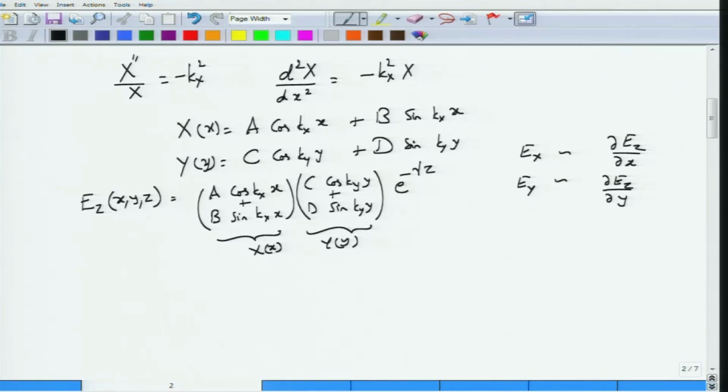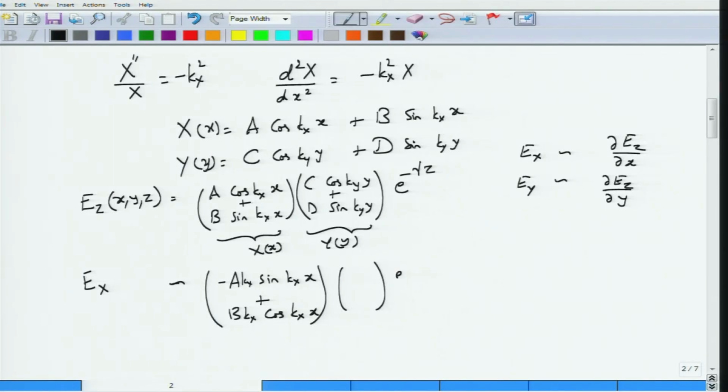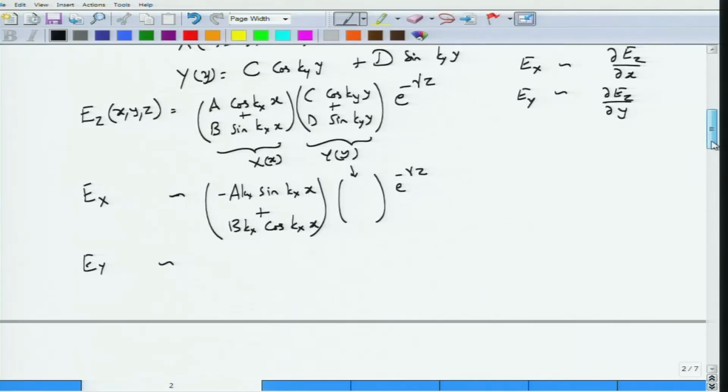Alright, I have Ez, and I have expressions for Ex and Ey. If you actually do the substitution, Ex will be something like minus a kx sin kx x plus b kx cos kx x. The other things won't change, so I am just going to write them down as they are. Whereas for Ey, it will be proportional to, there could be some other constant over here. We can just put one more constant E0 to indicate the power, but that's not really important at this point. The form of the solutions is important.